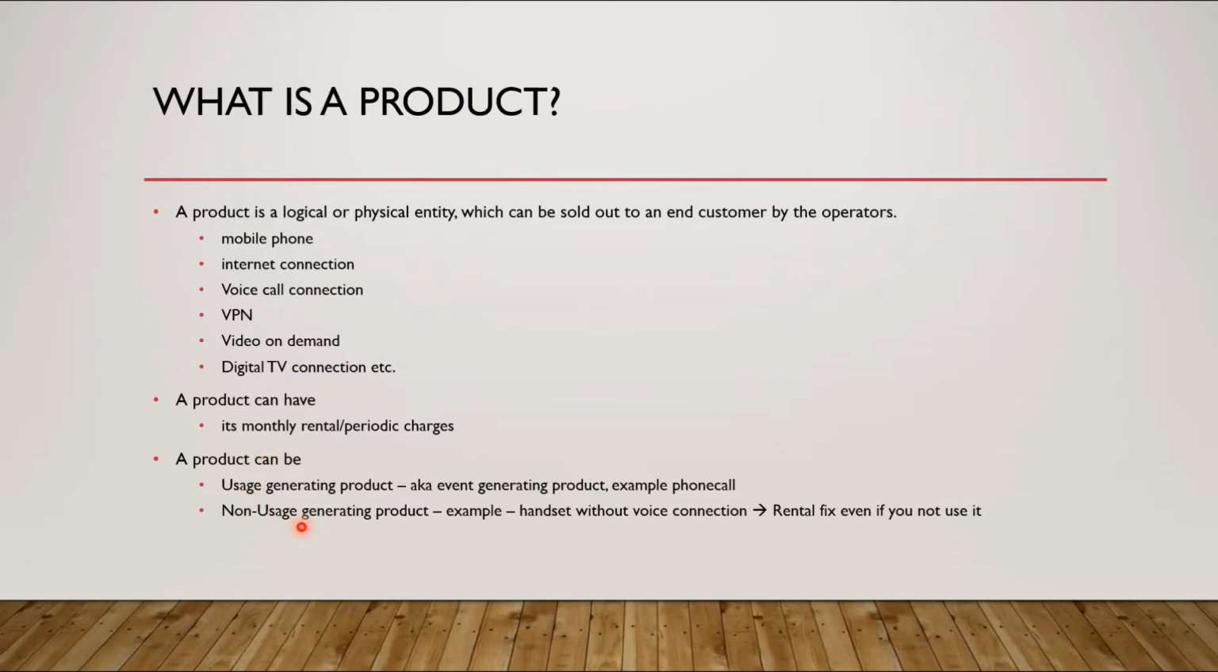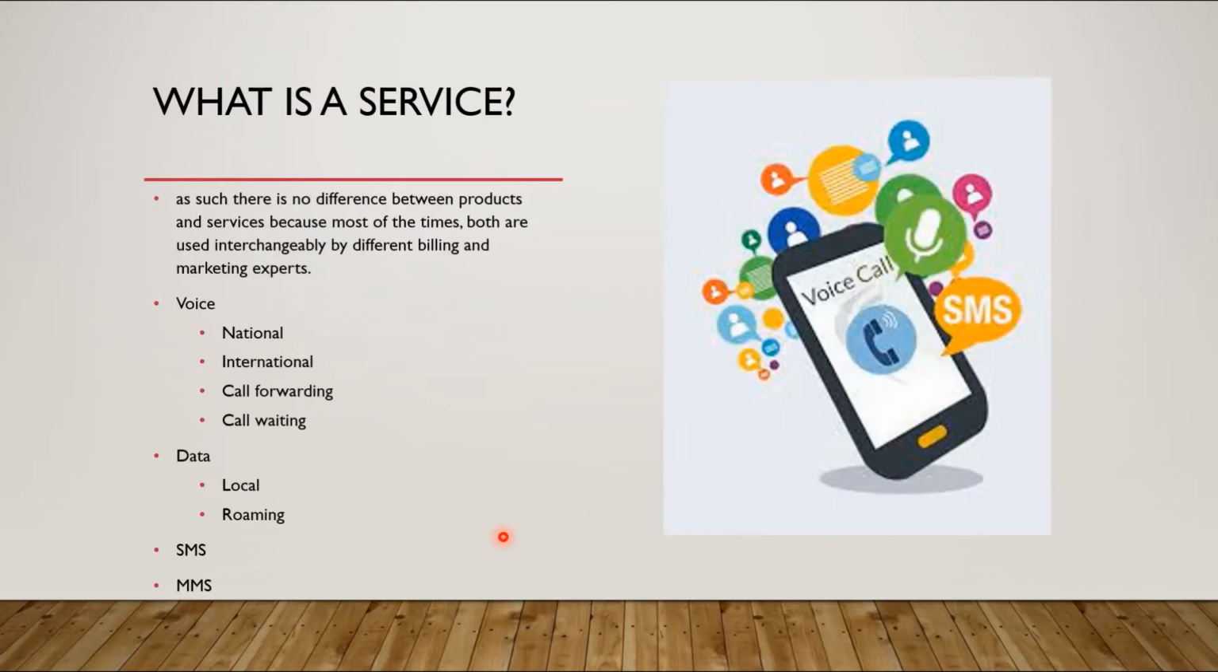An example of a non-usage generating product is, let's say you have purchased a landline phone from a service provider, let's say Airtel or any other provider like Idea, Vodafone. Even if you don't use that handset, there is some recurring charge which that company puts on you, and you have to pay that charge every month or every year. That kind of charge is what you can call a non-usage generating product. Okay, let's move on.